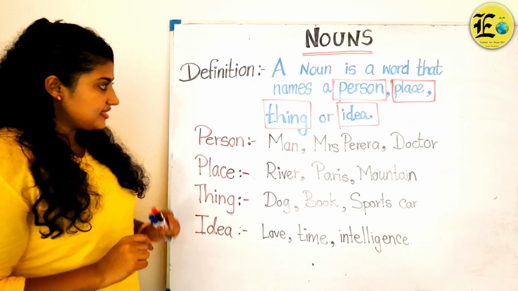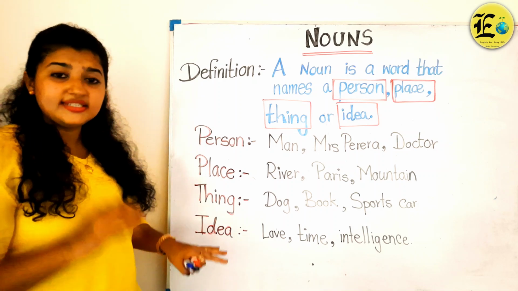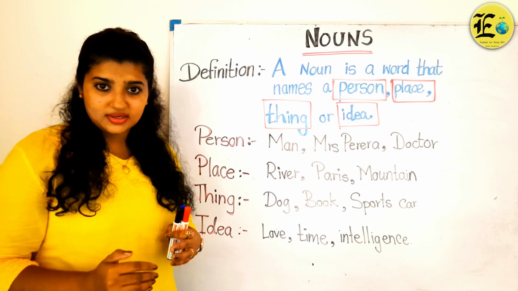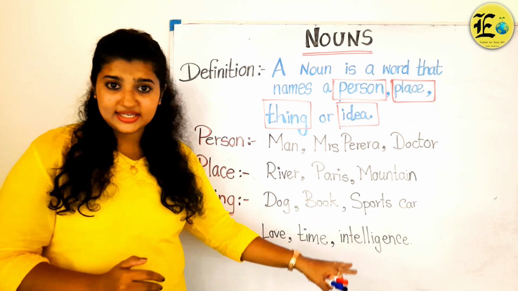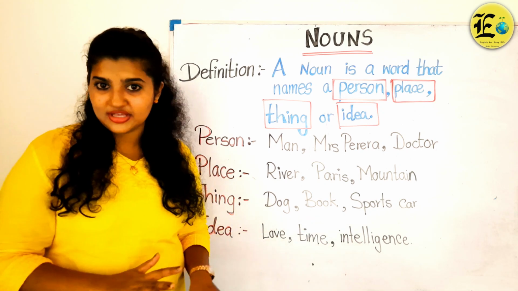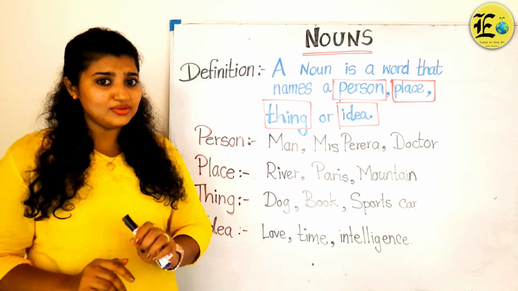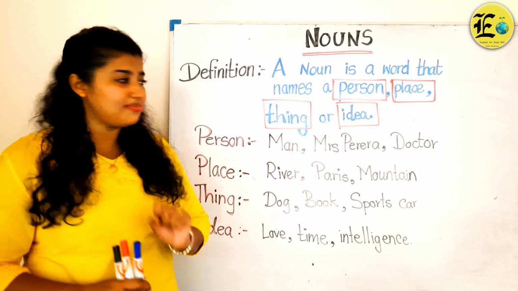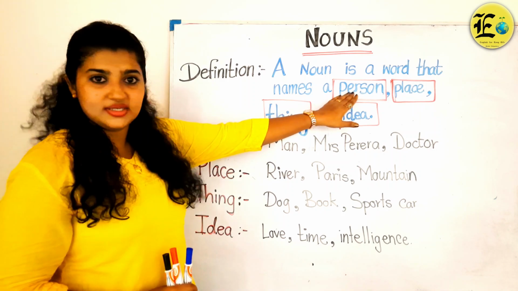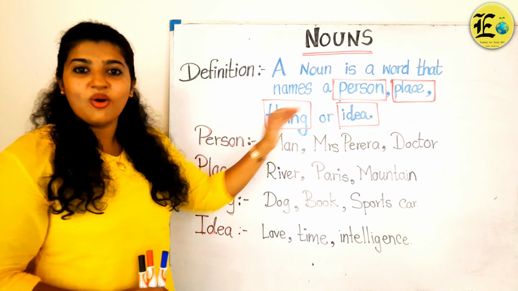The last one is idea. It is a feeling or an emotion. Love, time, intelligence. That means you cannot touch them, but you can feel them. So now it's clear that nouns are categorized into 4 main parts, such as person, place, thing, or idea.